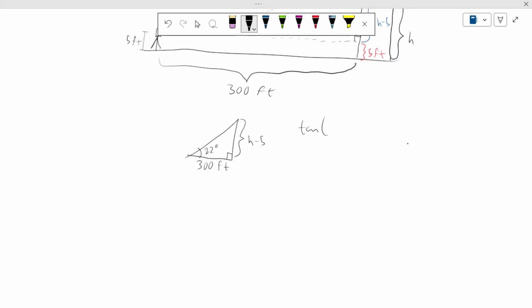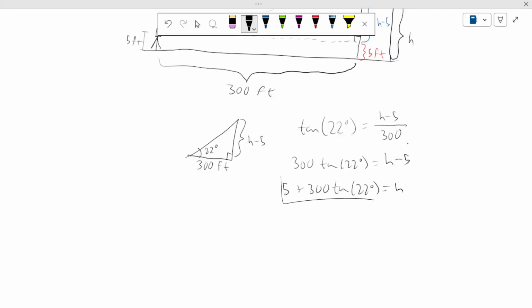So, tangent of 22 degrees is equal to opposite over adjacent. Now I'm going to solve for h. I'm going to multiply by 300 on both sides: 300 times tangent of 22 degrees equals h minus 5. Now I'll add 5 to both sides. So I get 5 plus 300 tangent of 22 degrees is equal to h. So h is the height of the building, and that's going to be equal to this.